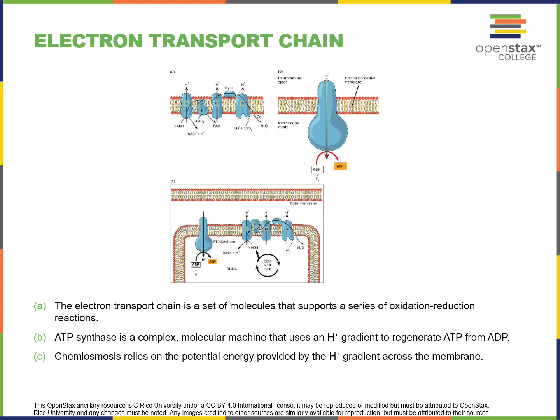The electron transport chain is essentially just a bunch of oxidation reduction reactions. There's some enzymes in here. Again, unless you are planning on taking a biochem course or something like that, you don't need to know all of the names of these enzymes. The only one that you really need to know is the ATP synthase complex.